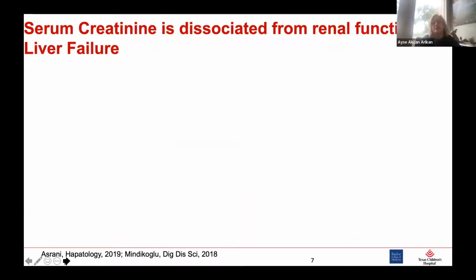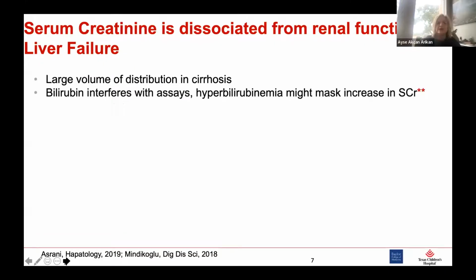Let's learn about serum creatinine and its shortcomings in liver failure. So creatine is made in the liver, okay? So in advanced liver disease, the upstream product of creatinine is produced at a lower rate. In addition to that, there is a large volume of distribution, especially in patients who have cirrhosis.